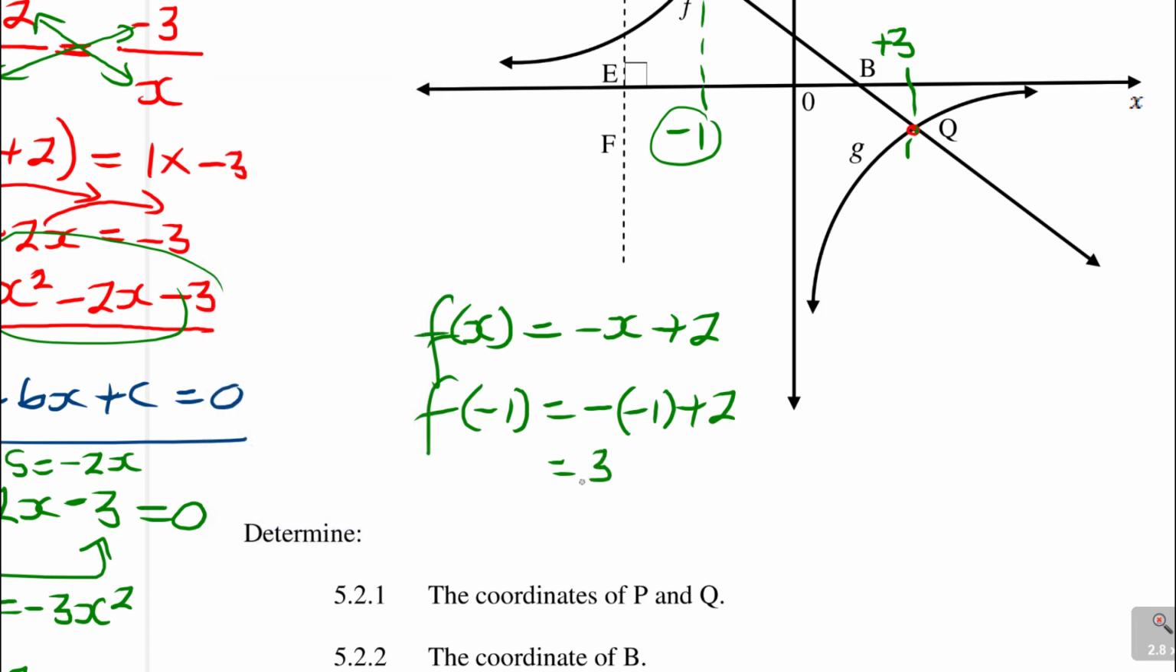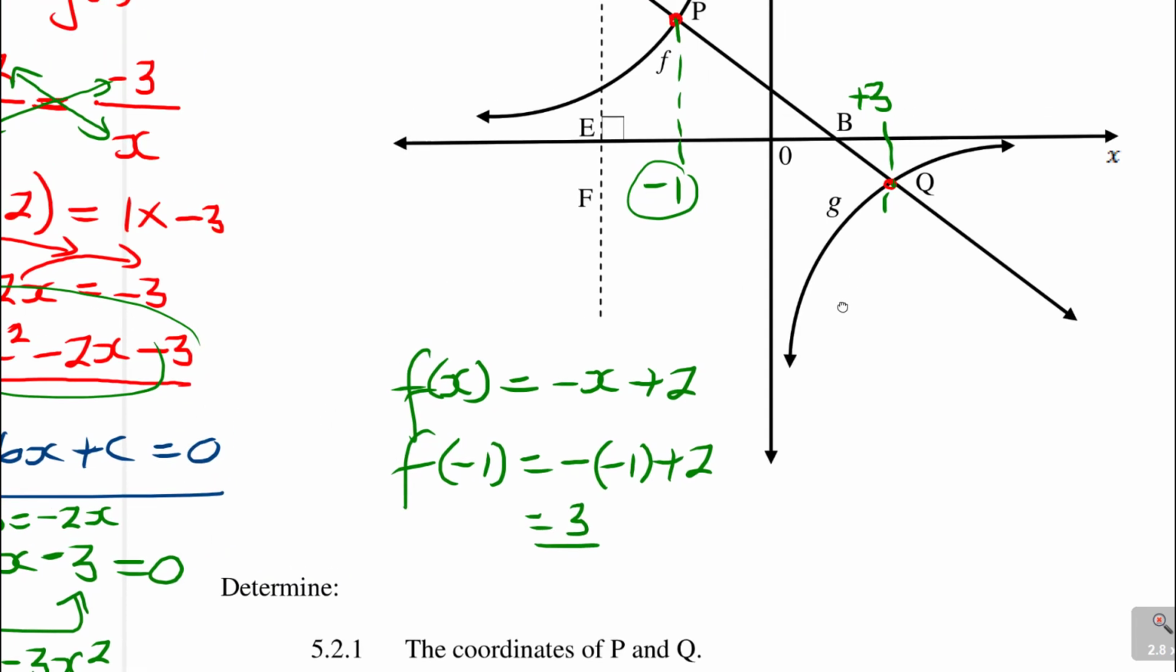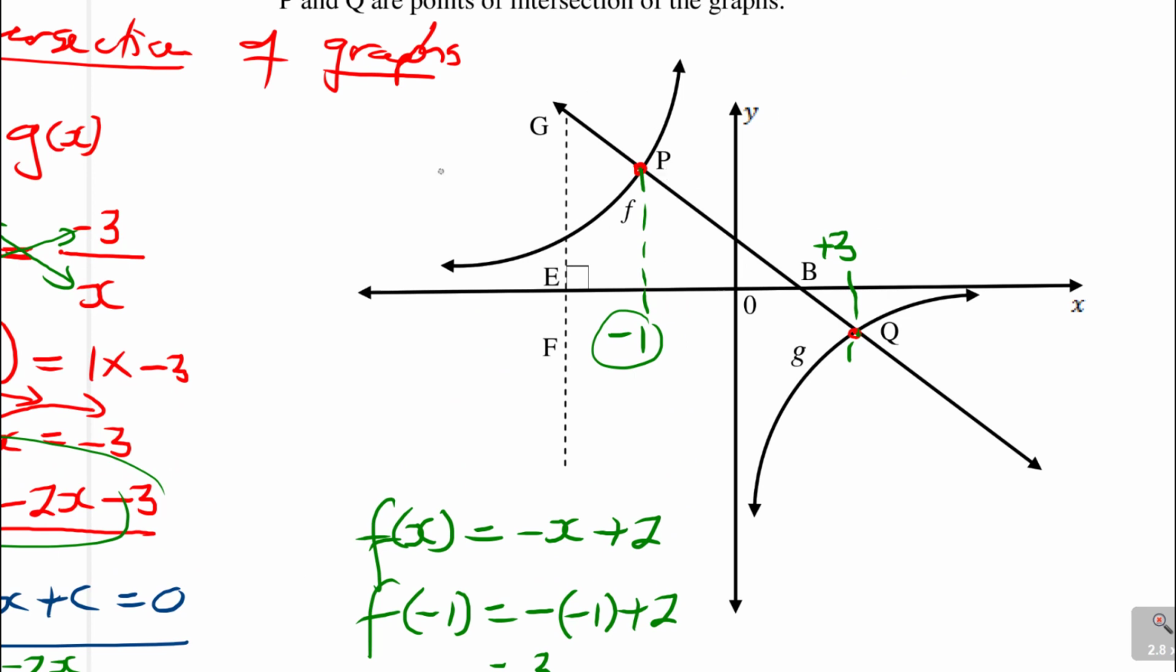So you come here and say that coordinate there, P, is minus 1. You can see y is 3 there. So it's minus 1, and see, that is the part where it says 3. So you're going to say P is minus 1 and 3. That's what they want to mark. And then you do the same thing for Q.